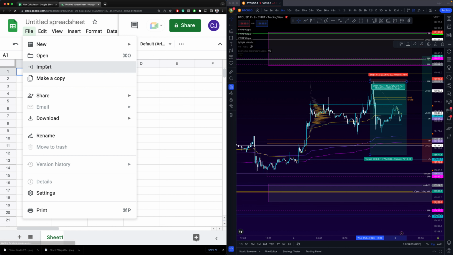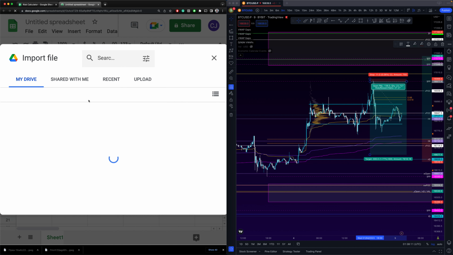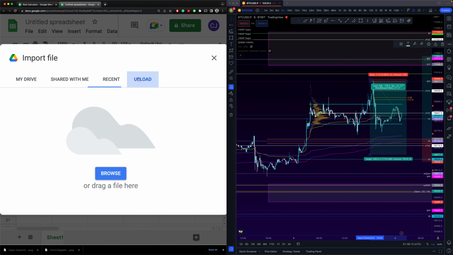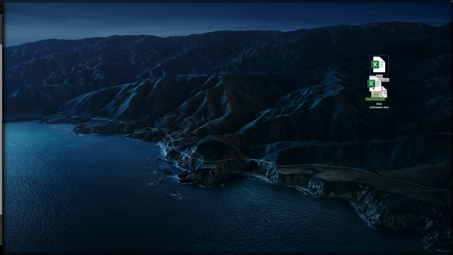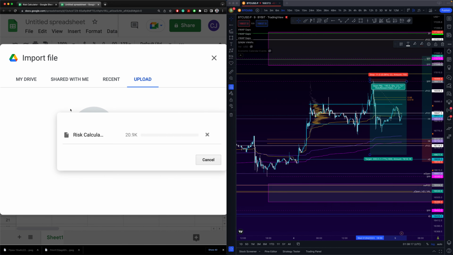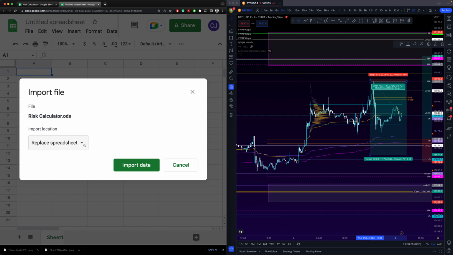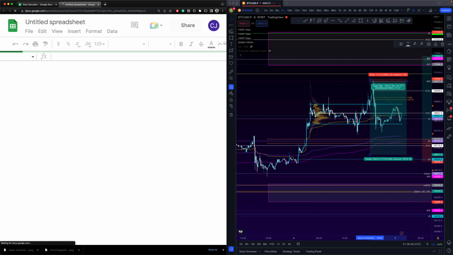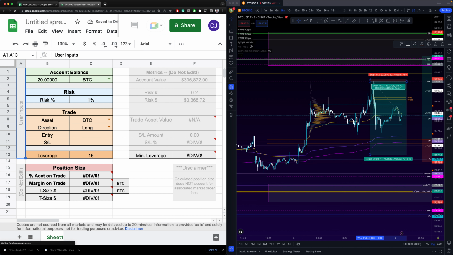After that, you want to go to Import, Upload, and drag the ODS file into the upload box. Make sure Replace Spreadsheet is selected and click Import Data. And there you go. Voila, you have your very own risk calculator.